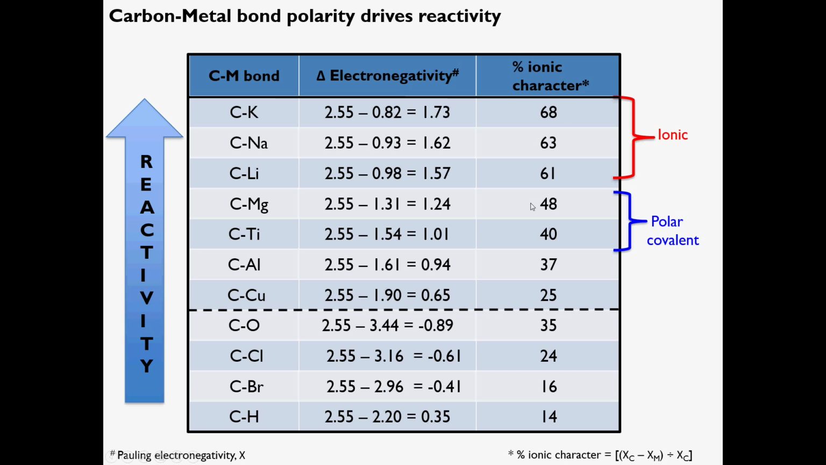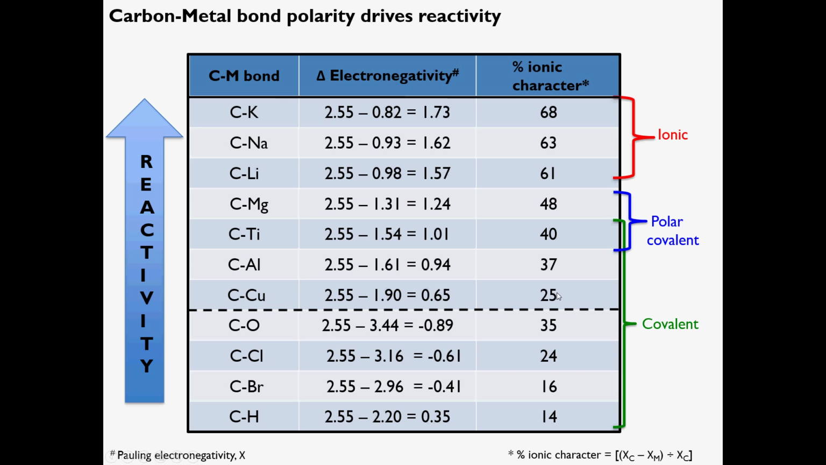And this is really where Grignard reagents start coming in. They're milder reagents. They're not quite as reactive as organolithium reagents. The bond is slightly less reactive, slightly less polar. And as we drop down, we'll see the bonds between carbon and titanium, carbon and aluminum, and when we get down to carbon-copper, granted this is now a transition metal, the percent ionic character of those bonds drops dramatically.